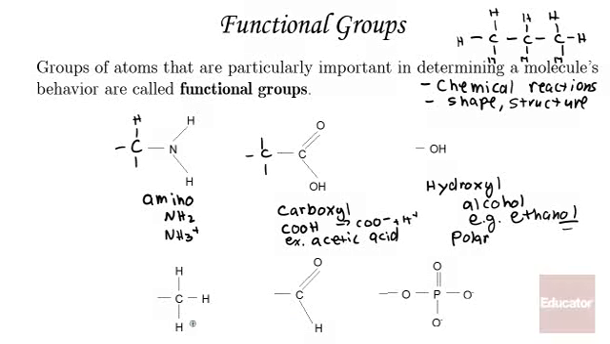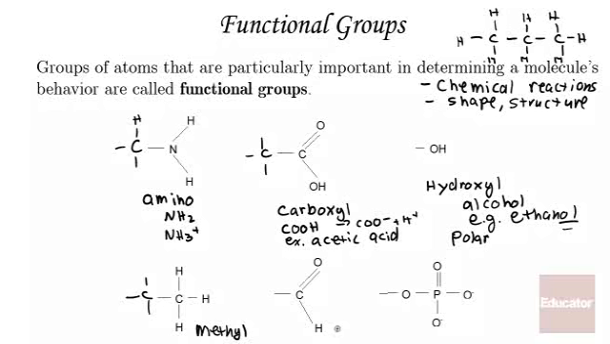Right here we have a CH3 group. This is called a methyl group. CH3 or a methyl group is found on what's called methylated compounds, and it could be attached to a carbon or it could be attached to another atom actually.